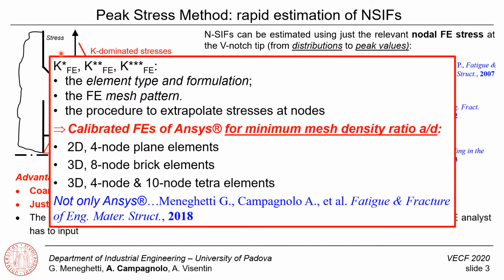On the other hand, the parameters K_FE* depend on the element type and formulation, on the finite element mesh pattern, and on the procedure to extrapolate stresses at nodes. Therefore, a calibration of these parameters is needed. Several element types have been previously calibrated, such as 4-node plane, 8-node brick, 4-node as well as 10-node tetra elements, provided that minimum mesh density ratios a over d are respected, where a is the characteristic size of the joint.